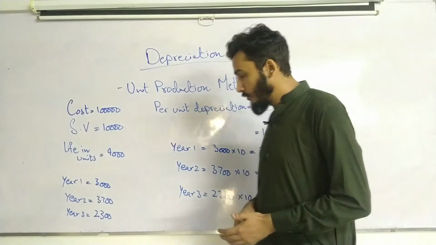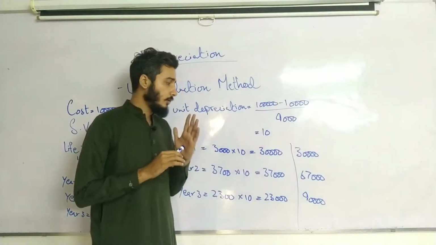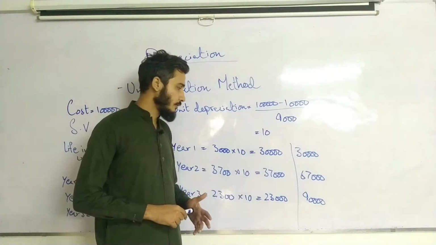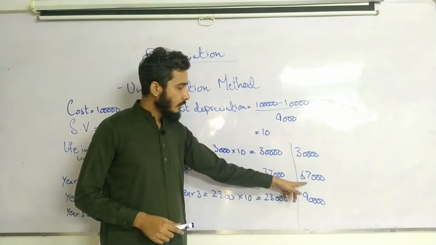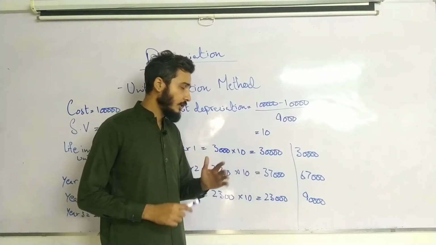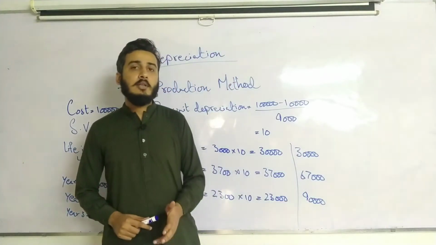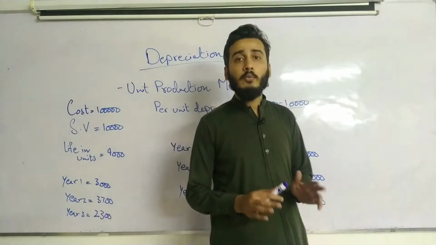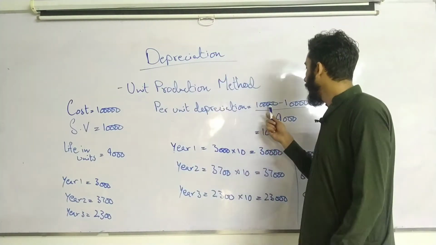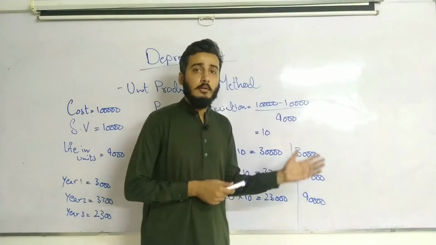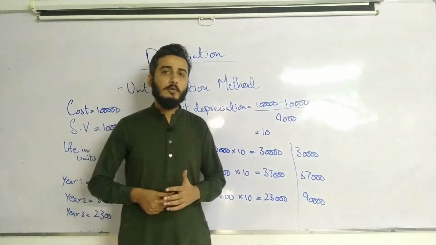Then 2,300 with the per unit depreciation, and we have got 23,000. Now by adding the previous one, total depreciation with the depreciation expense for current year, we have got 90,000, and that was the depreciable cost which had to be depreciated, as we can see here. So this was all for this method. Let us move to the next one.